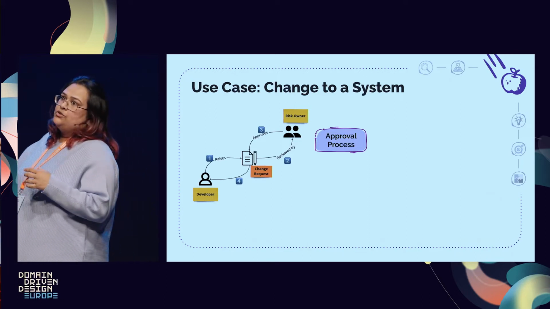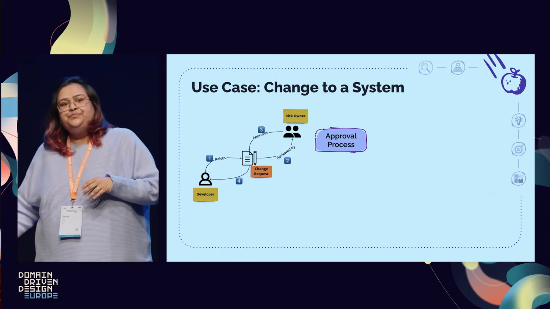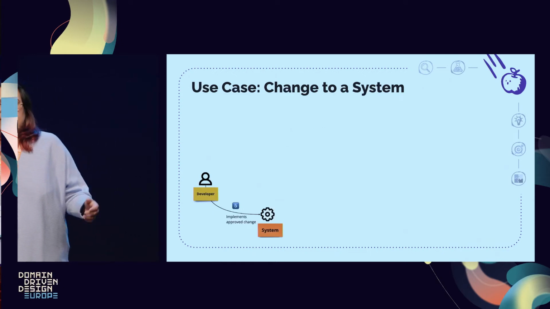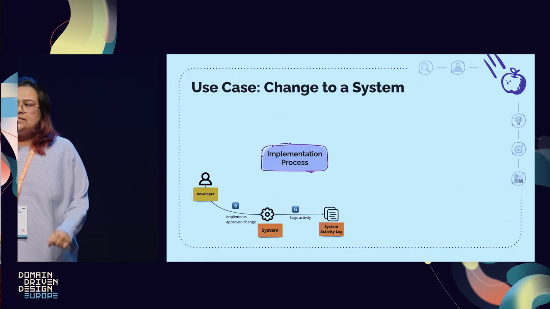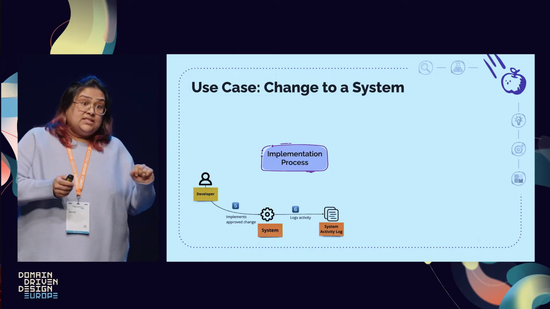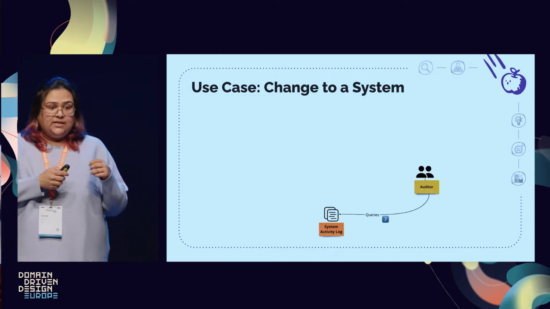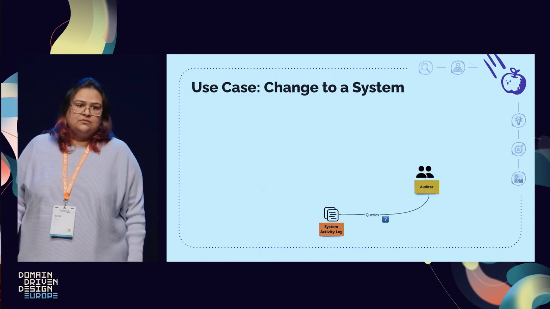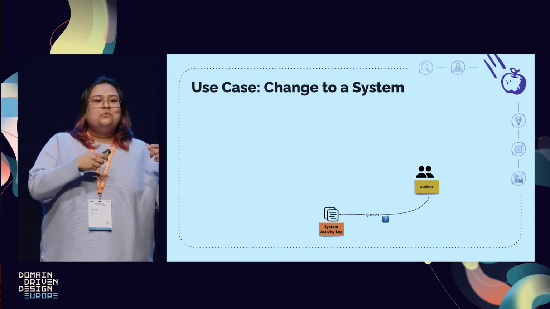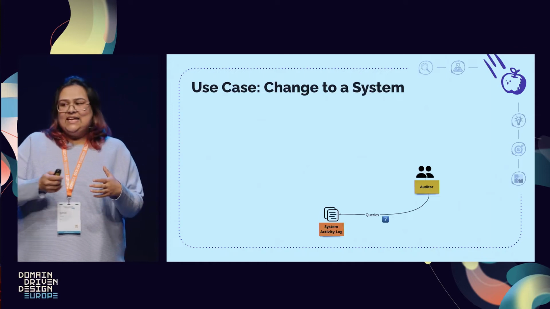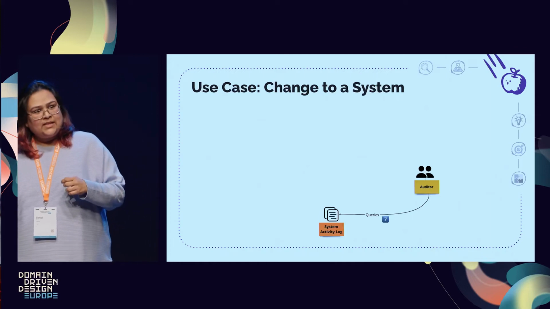This request goes to a risk owner. The risk owner reviews this request. They then take a decision to approve it, and the developer gets notified. That's the approval process. What then happens is that at some point, the developer implements the change, hopefully at the point they were authorized to implement it. And when they implement this change, it gets logged in a system log.